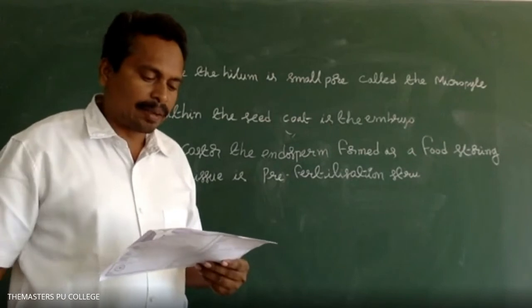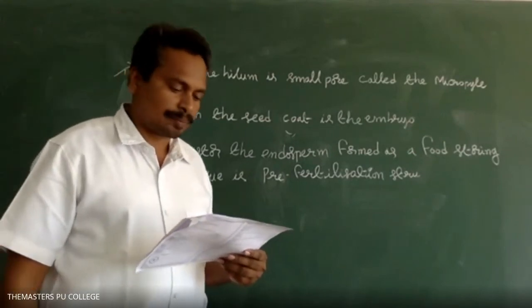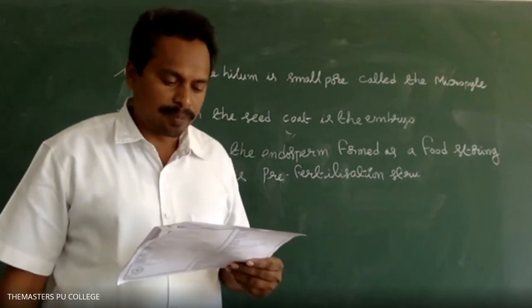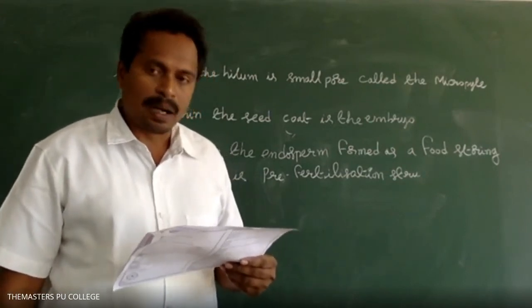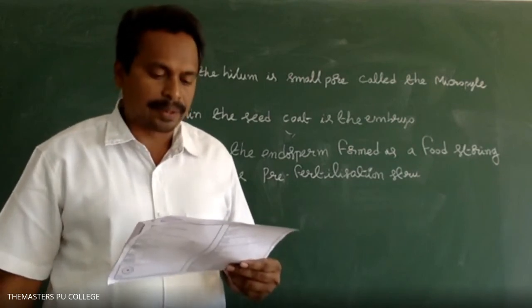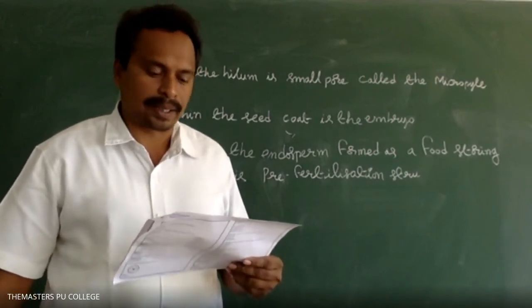Next, the cotyledon of maize grain is called: option 1 is plumule, option 2 is coleorhiza, option 3 is coleoptile, option 4 is scutellum. What is the answer? Scutellum. Very good. Option 4 is the correct answer.